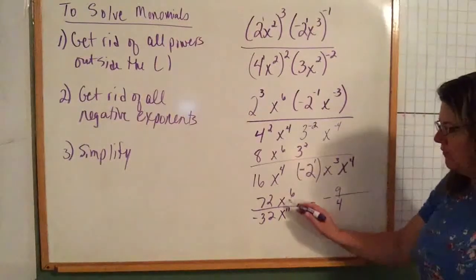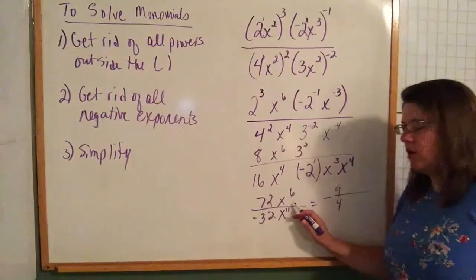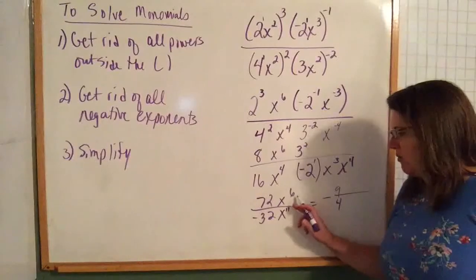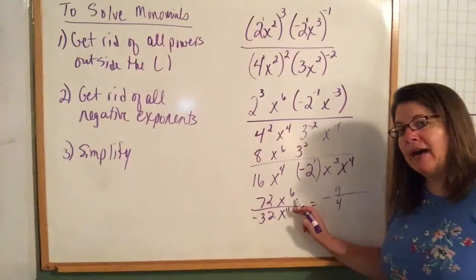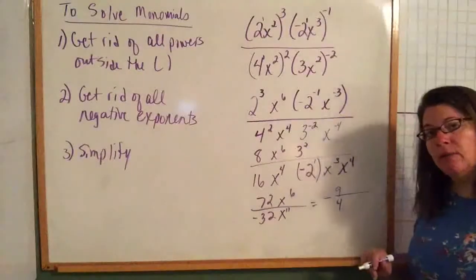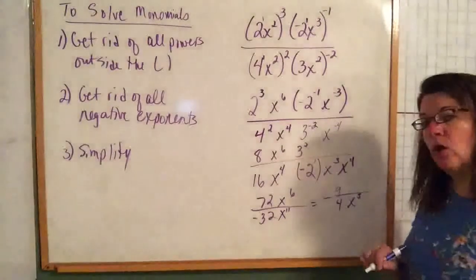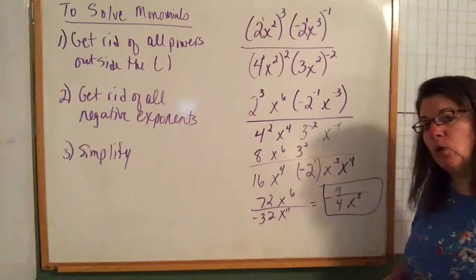And then look at your variables. I've got x to the 11th on the bottom, x to the 6th on the top. So I have 11 x's, and we have to subtract 6 x's from it. So 11 minus 6 is 5. Where was the exponent bigger? On the bottom. So I have x to the 5th left over on the bottom. And this is my answer, negative 9 over 4x to the 5th.